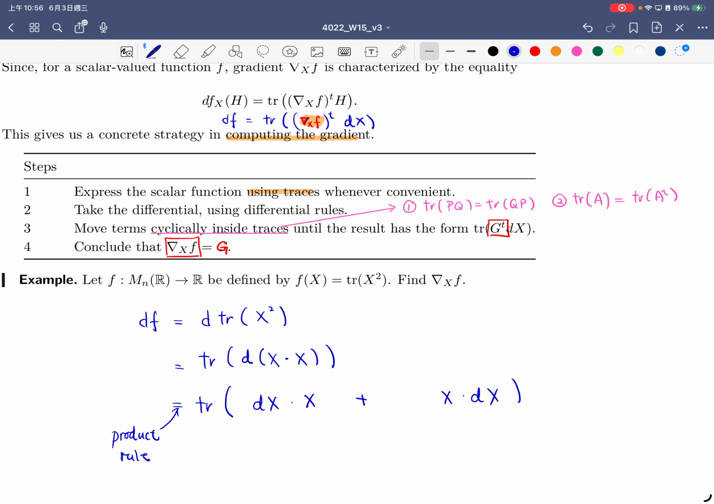So I leave some gap, that is intentional, okay? And why do I leave some gap? Because I want to make use of the fact that trace is linear, okay? So trace of A plus B would be the same as trace of A plus trace of B. So that would be the trace of these two terms.